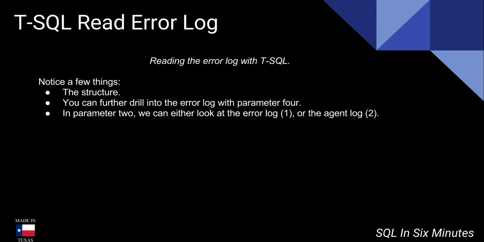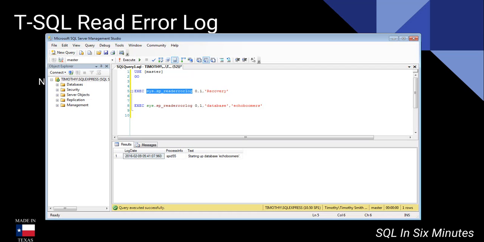Now, when we do that, notice a few things. First of all, the structure of what is returned. That's very important. Also, we can further drill into what we get with parameter 4. Parameter 4 is optional, right? We can leave it blank, or we can use it when we're trying to get a certain word, let's say we want to look for checkpoint, but on a certain database. And then, of course, in parameter 2, we can either look at the error log or the agent log. So as a case in point, you'll notice I'm using master here.